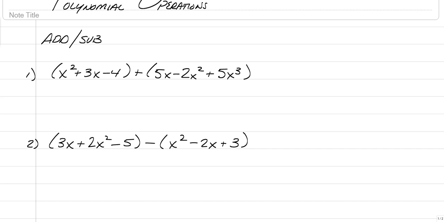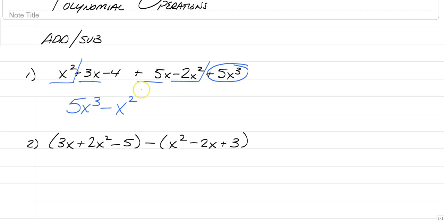So when you add, all you're really doing is combining all of the terms, and you can actually get rid of the parentheses if you want to because it's just addition. So you go in descending order, of course. We have 5x cubed. And then we have an x squared and a negative 2x squared. That's going to be a negative x squared. And then we have 3 x's and 5 more x's, so we have 8 x's. And we have a constant of a negative 4.